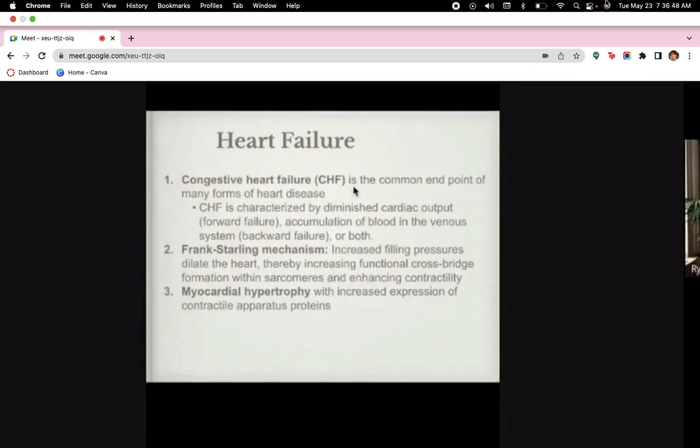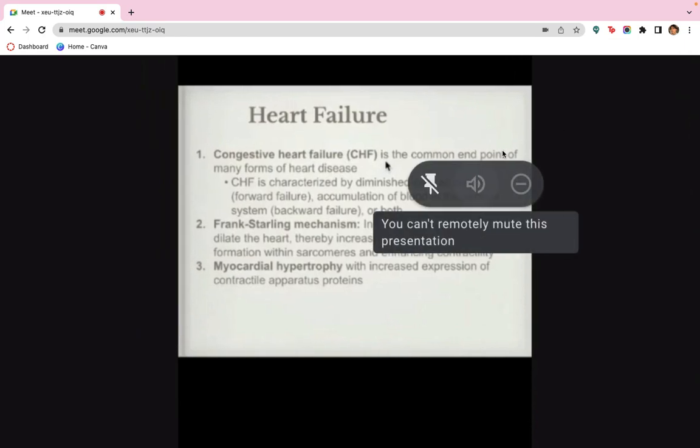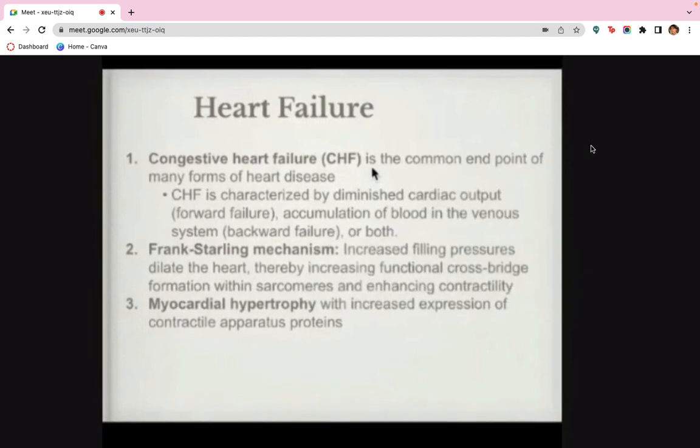First of all, the heart of all the heart diseases will be your heart failure. Your congestive heart failure is the common endpoint of many heart diseases. It usually occurs when an impaired function renders the heart unable to maintain output sufficient for the metabolic requirements of the body, or when it can only do so at elevated filling pressure. Your CHF is characterized by diminished cardiac output, accumulation of blood in the venous system, or both. Most frequently, heart failure occurs due to progressive deterioration of our myocardial contractile function.